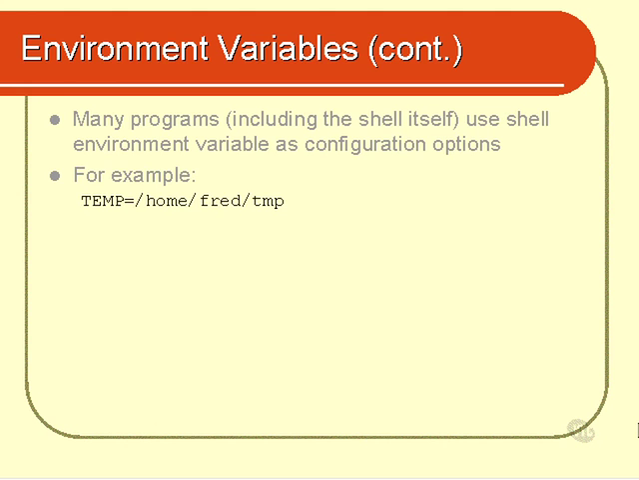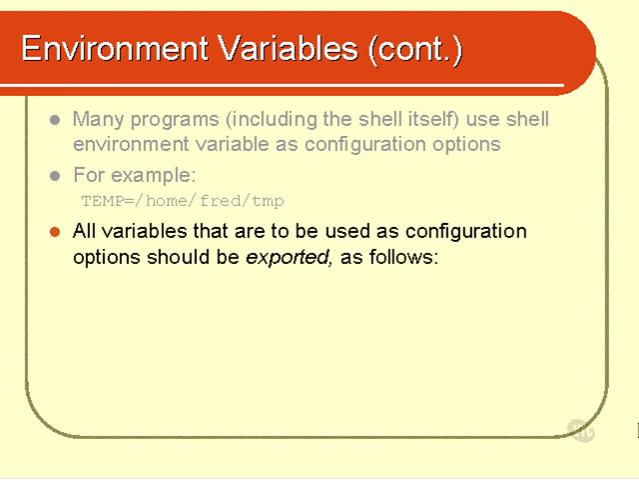Now, every program is going to have its own particular set of environment variables that it looks at to determine the current configuration. Those environment variables can usually be found at the end of every man page. So for example, with a program called vi, if you wanted to find out all the environment variables that vi uses, you could look in the vi manual page, usually right at the end.